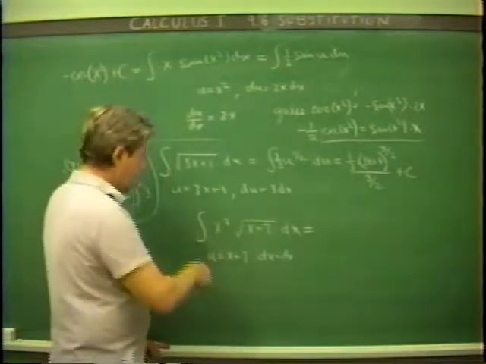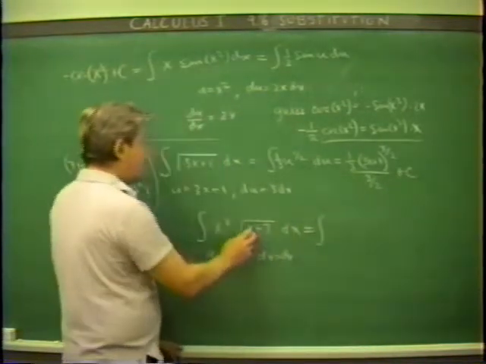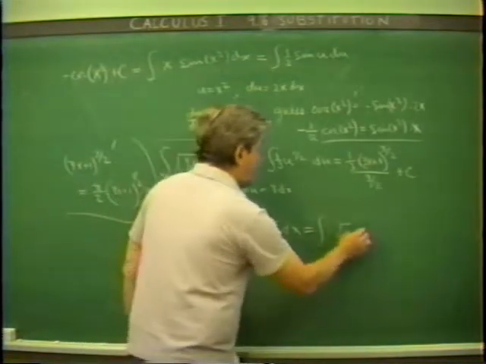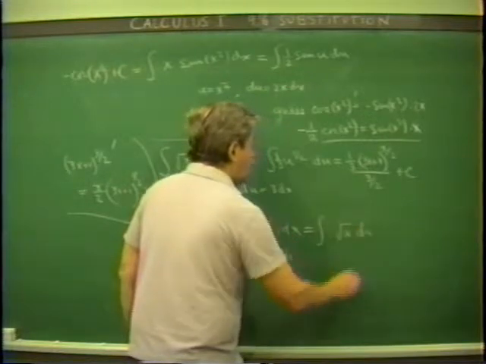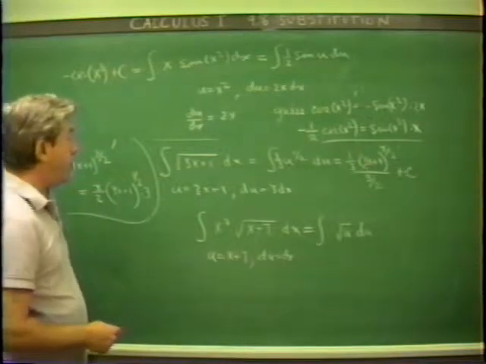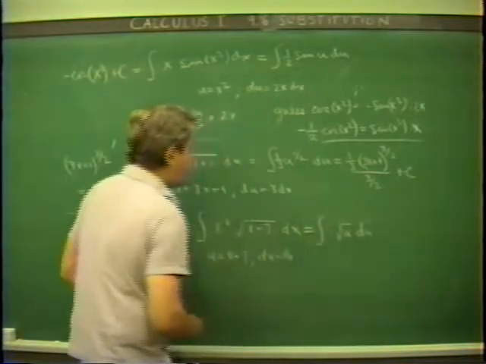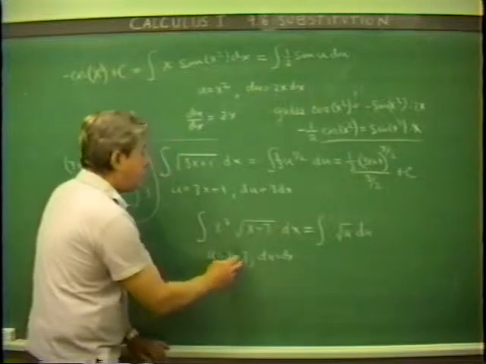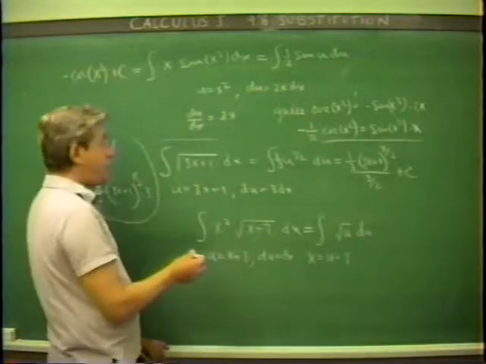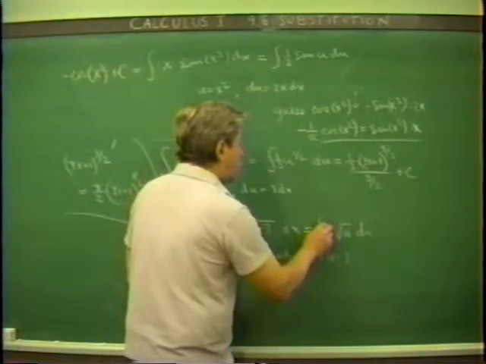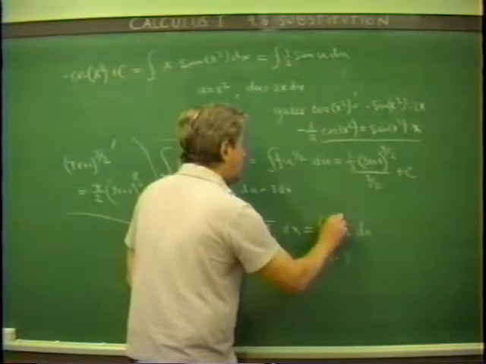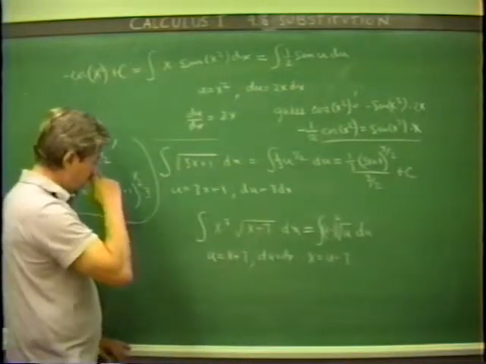And then this becomes the antiderivative of square root of u. du is dx. But now, how do I get rid of the x squared here? This really has to be changed over completely in terms of u. Well, if u is x plus 7, then x is u minus 7, and x squared is u minus 7 squared. So what belongs in here is u minus 7 quantity squared.